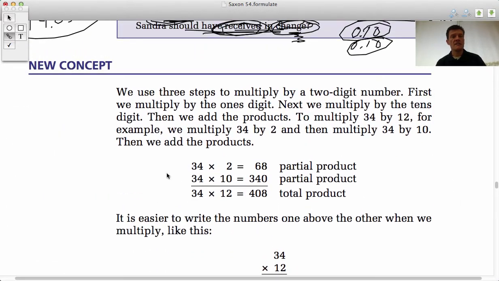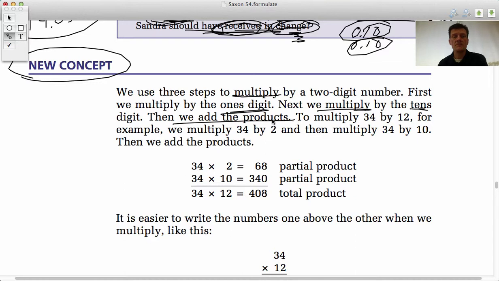Alright, our new concept today, as mentioned, we're going to be looking at multiplying two-digit numbers. And it says here, first we multiply by the ones digit, and next we're going to multiply by the tens, and then we add the products in order to get the final answer. So, for example, to multiply 34 by 12, you're going to take 34 by the 2, which is in the units place, and then multiply 34 by 10, and then add those two together. We'll look at some other ways to approach this as well, but we'll start with this.